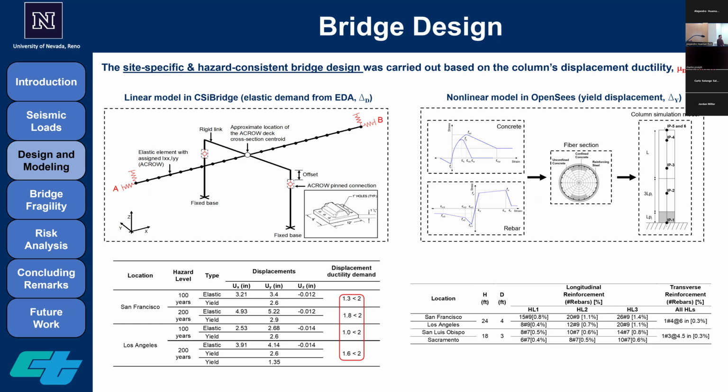If that's SDC and your columns are single curvature because you have a pin at the top, the minimum displacement ductility capacity is 3, and the maximum displacement demand is 5, not 2. So the displacement demand should be less than 5, and the capacity must be more than 3.